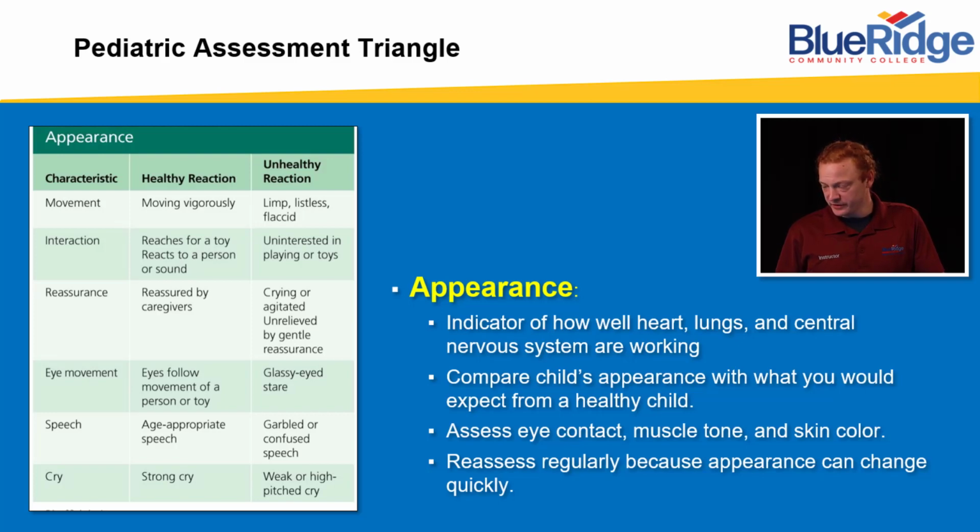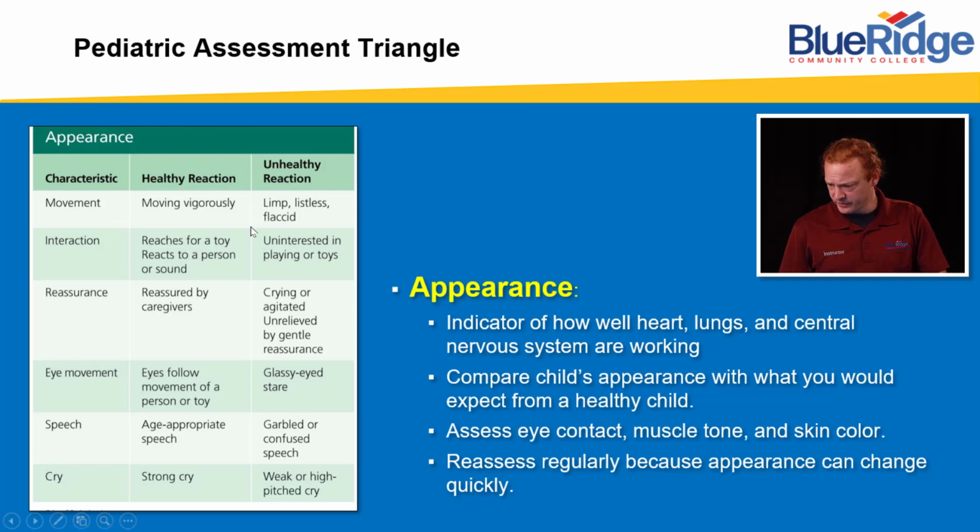Muscle tone, skin color. Skin color is going to give you some indicators on how they're perfusing. Are they flushed? Are they pale? Does their skin look normal colored? And then also muscle tone. Do they have retractions? Are they guarding? Are they using their accessory muscles to support themselves? And reassess regularly because appearance can change very rapidly.